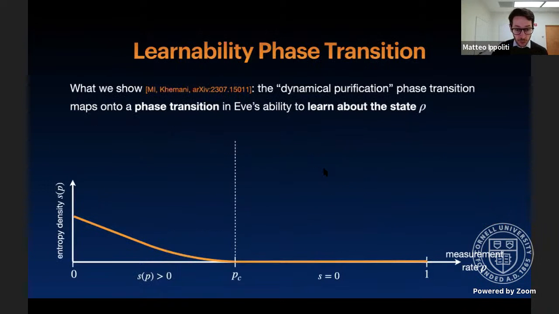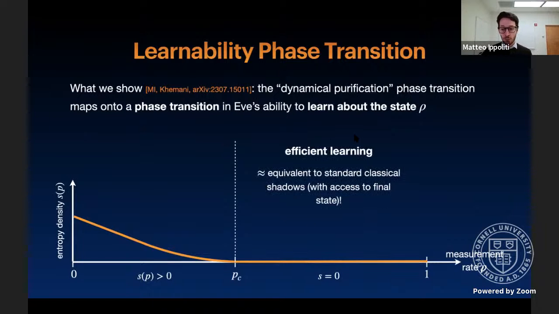And then what we show, the key result of our work, is that this phase transition maps onto a transition in the eavesdropper's ability to learn about the state, in the sense that in the frequent measurement phase, we have what we might call qualitatively efficient learning, in the sense that it's just about as good as if you were able to do final measurements on the state, if you had actual access to the quantum processor. So in a way, you're extracting all of the information that you might extract.